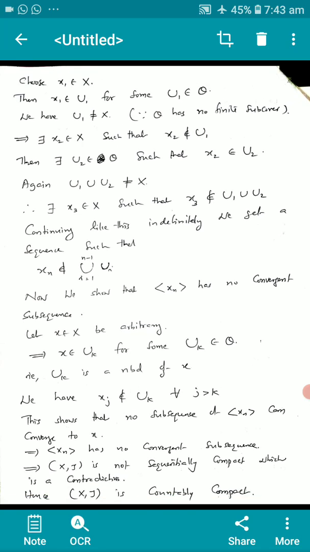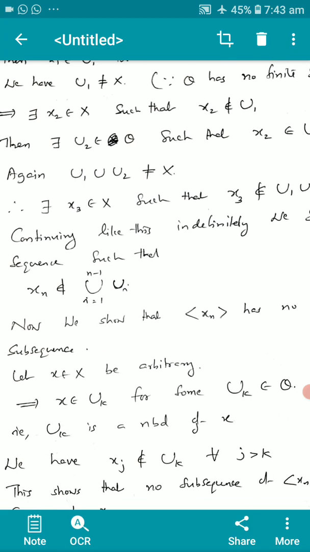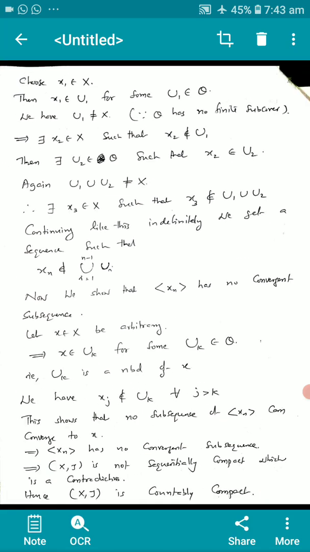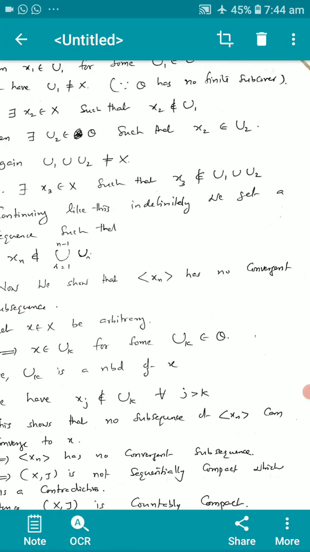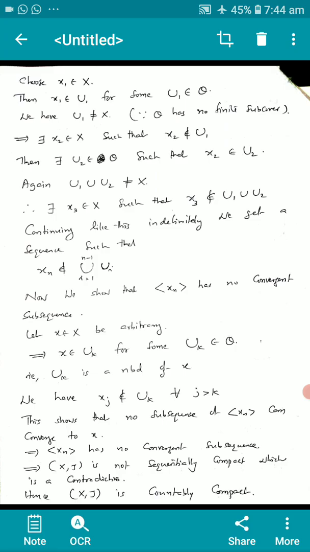Therefore, there exists x3 in X such that x3 is not an element of U1 union U2. Continuing like this indefinitely, we get a sequence such that x_n is not an element of the union of U_i, where i varies from 1 to n minus 1. Now we show that the sequence x_n has no convergent subsequence.